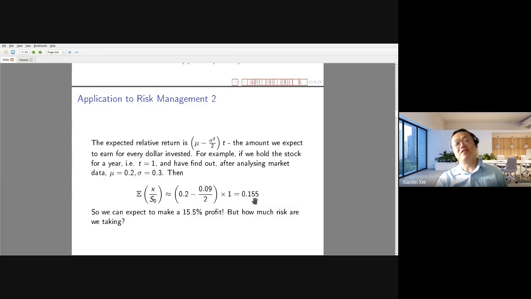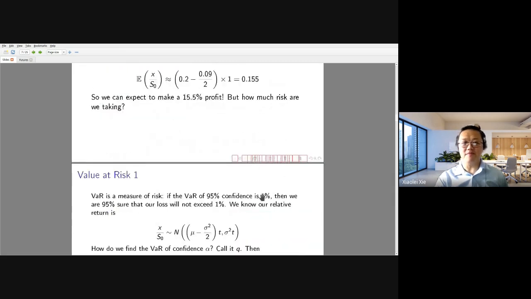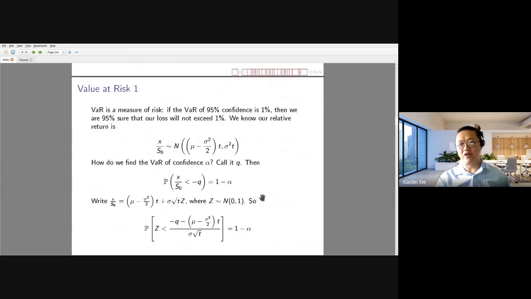Okay, so now we have an idea about how much to expect from these stock investments, and we can think about how much risk we are taking, which is how much money we'll be risking in order to make this profit. So first of all, how do we even measure the risk that we'll be taking? One of the measures of risk is called the value at risk. It is a quantile, basically, in the distribution of the relative return.